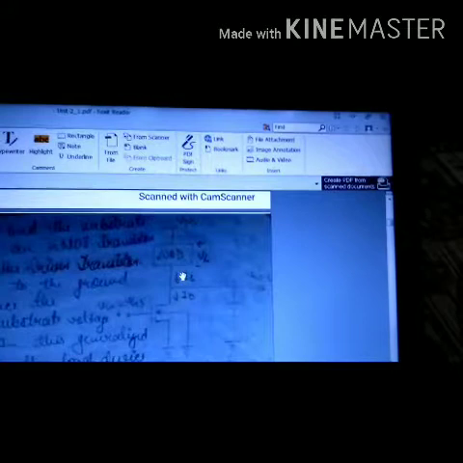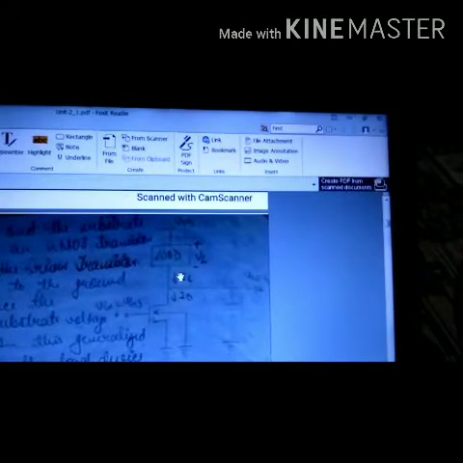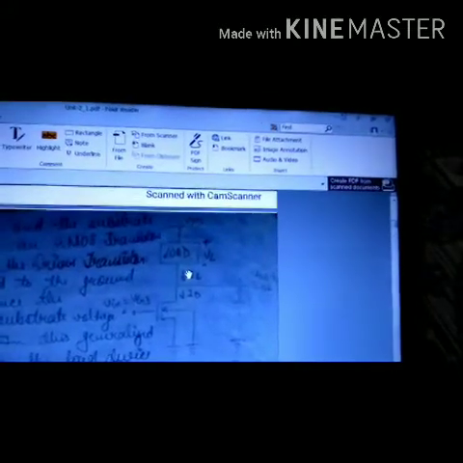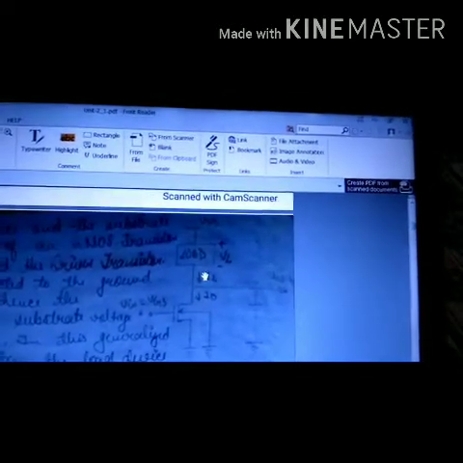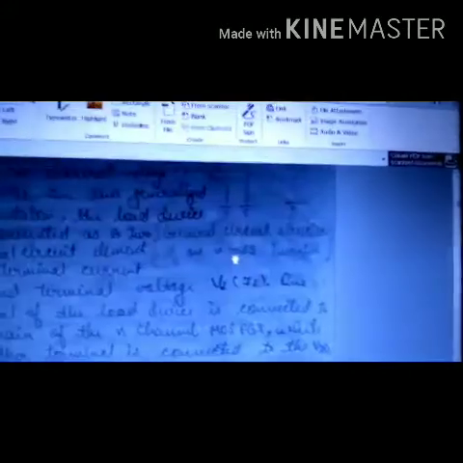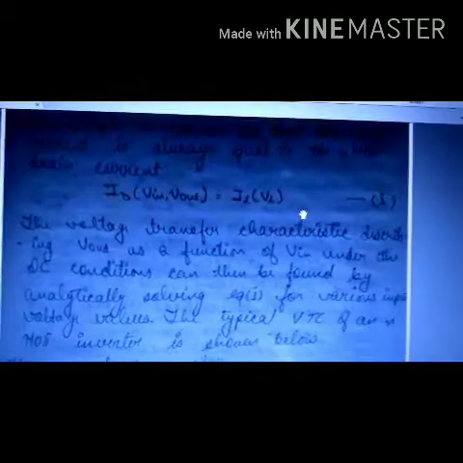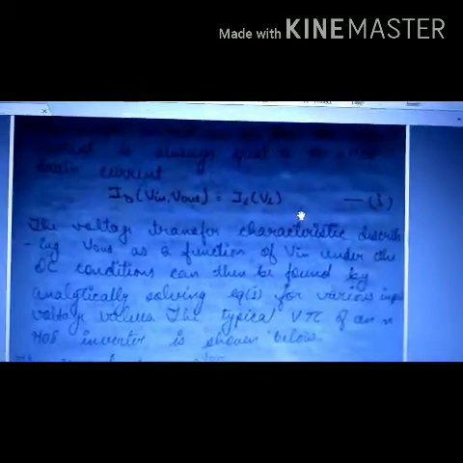Now we will see the voltage transfer characteristics describing V out as a function of V in under DC conditions. This can be done by solving equation 1, which we have just derived by applying KCL on the above circuit.